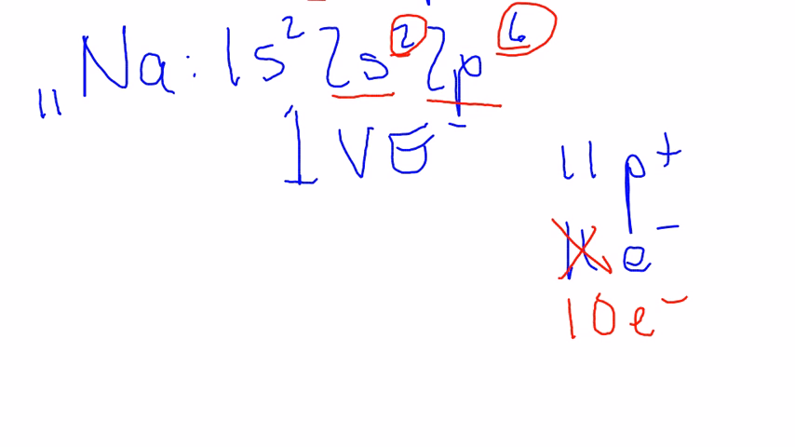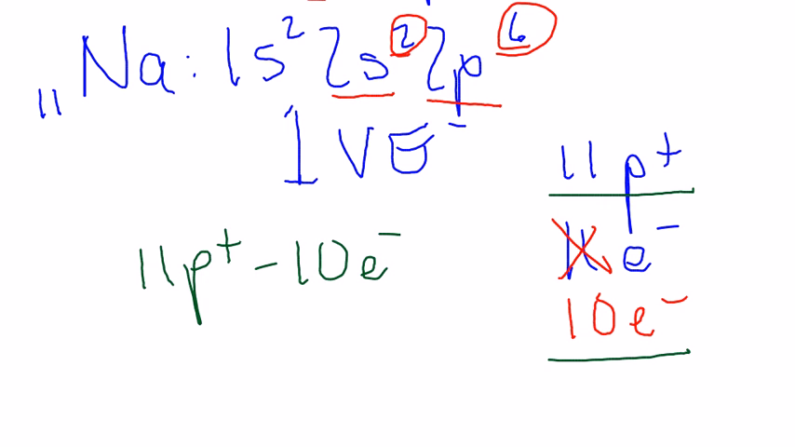But what it also ends up with, if you look down here, if you have 11 protons and 10 electrons, that's going to give it a charge. Charge is a function of the imbalance of protons and electrons. So 11 protons minus 10 electrons gives it a charge of +1. So what we'd actually have here is Na+.